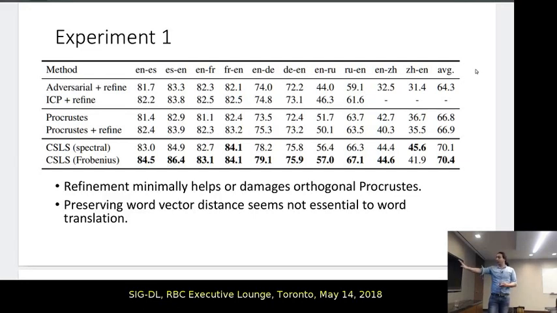Okay, so two quick conclusions from this slide are that refinement minimally helps and also damages the orthogonal procedures. So this refinement doesn't always help.